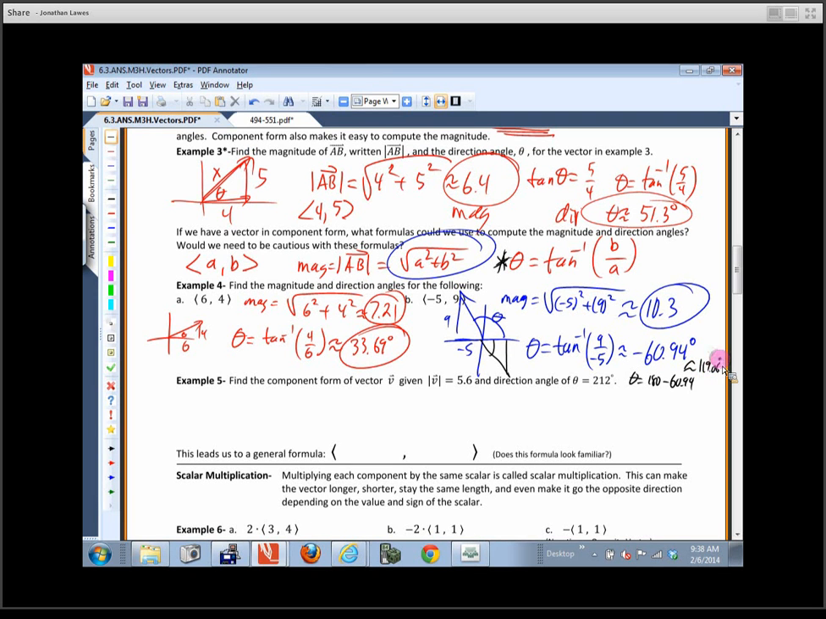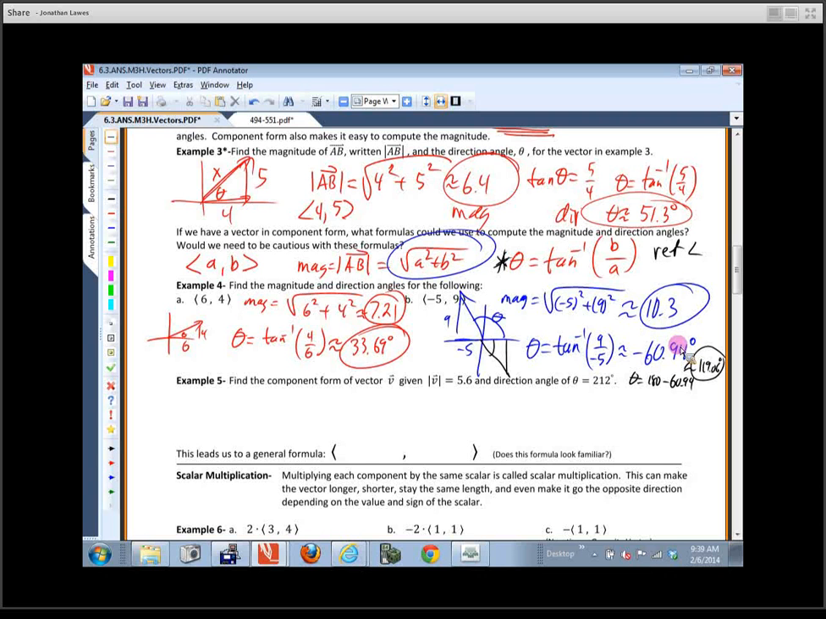119.06 degrees. Okay? So there are the answers. So put an asterisk by this and write reference angle. That's what it's going to give you. The formula works perfectly. It's just going to give you the reference angle in every quadrant except for quadrant 1. You have to use your noggin to figure out quadrant 2, 3, or 4 if the vector happens to be in those quadrants. Okay, any questions?